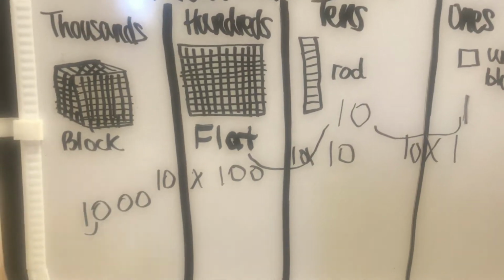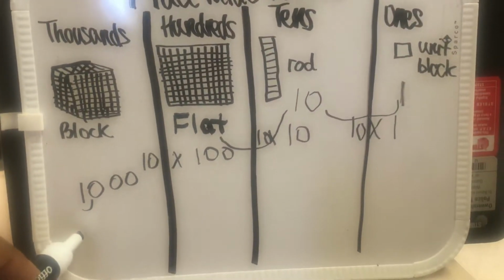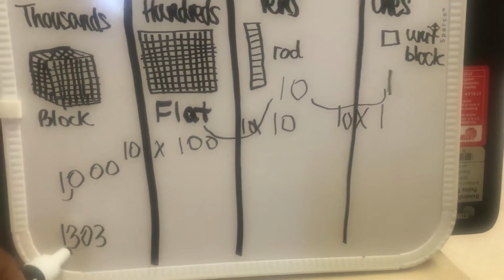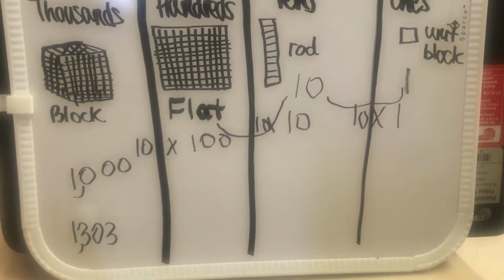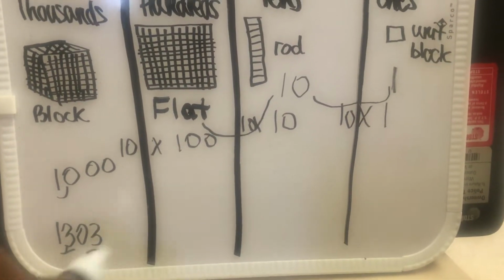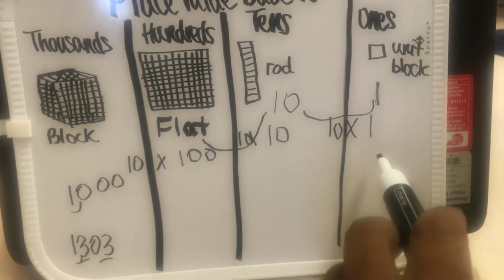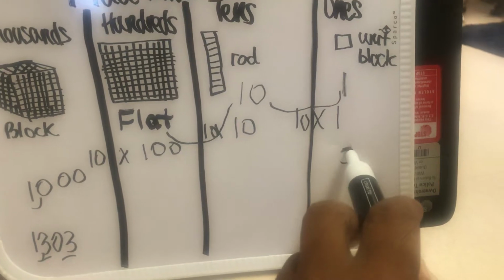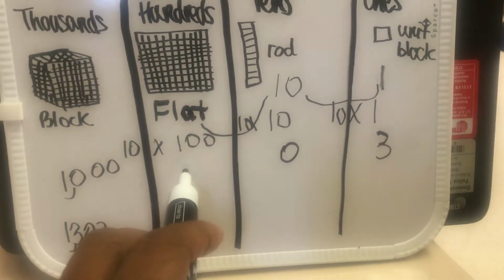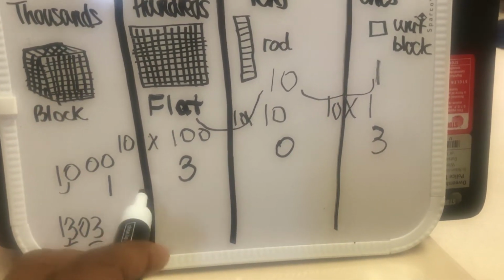Now, I'm going to use a number. I'm going to put it right here in the corner. The number we're going to use is 1,303. I'm going to put my numbers in the right place in my place value chart. So my 3 goes here, 0 tens, 3 hundreds, and 1 group of 1,000.